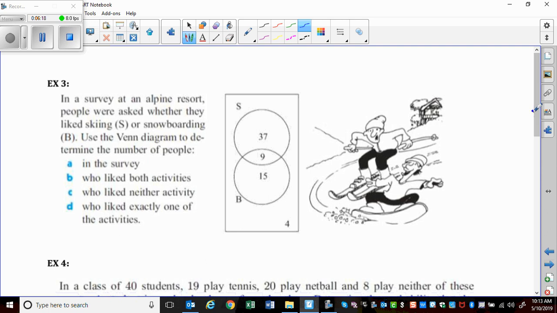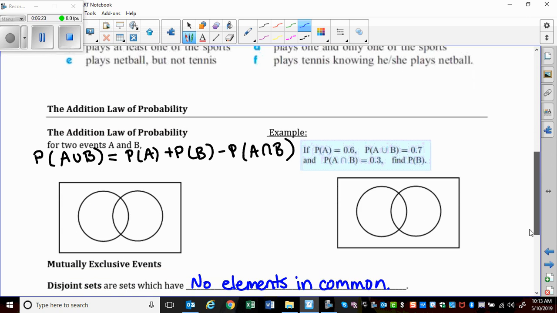Okay, I want you guys to try this one. Try number 3. They actually wrote it in there for you. You guys can try number 4.